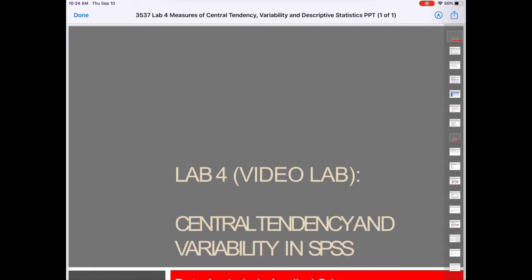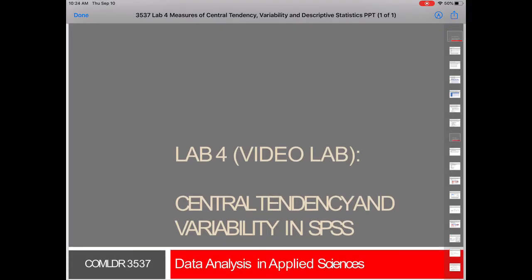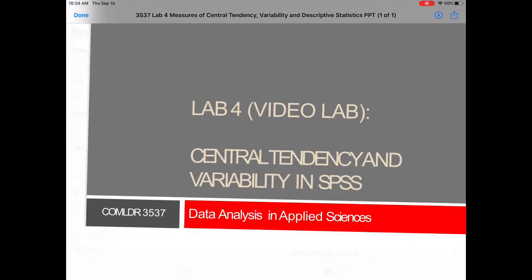This week, and during your pre-lab video, we're going to be going over some review from lecture. That's going to include central tendency and variability. And then we're going to go over a little bit of how to actually calculate these things in SPSS and then write them up like you would maybe in a research paper or simply to describe your data.